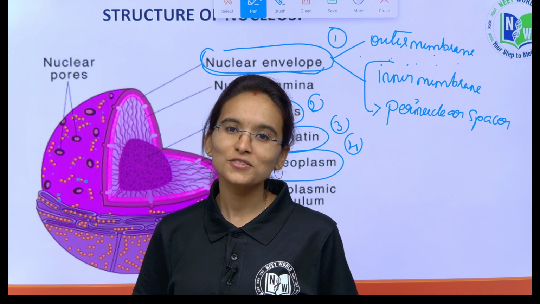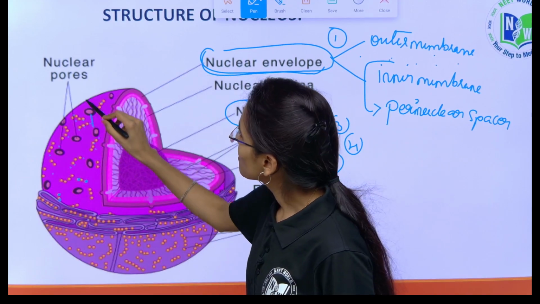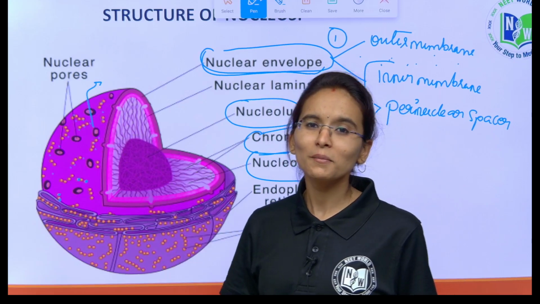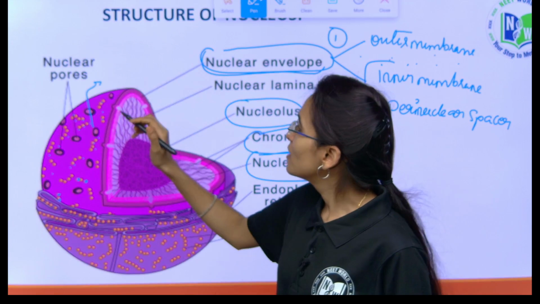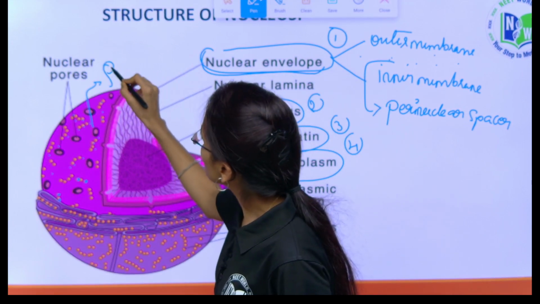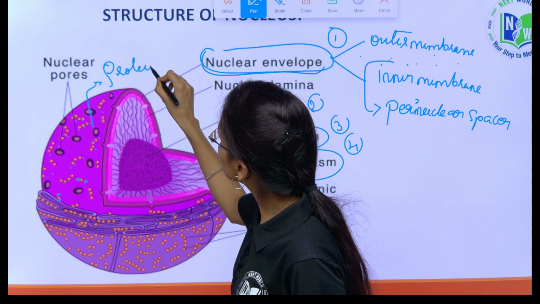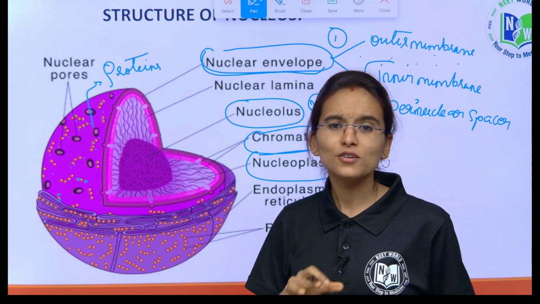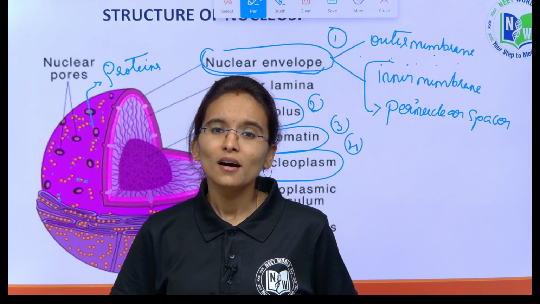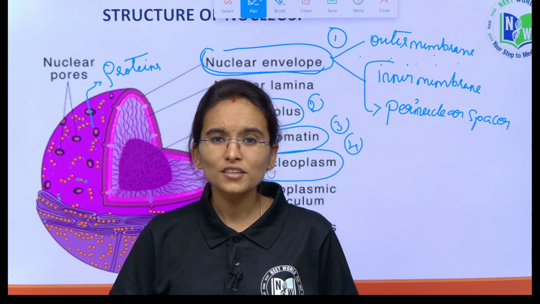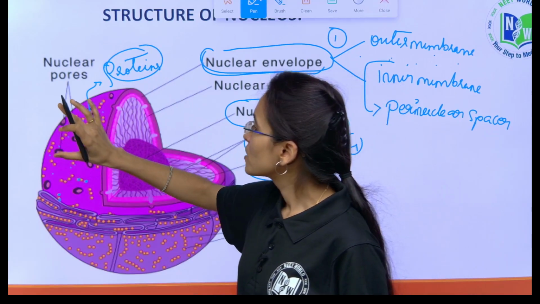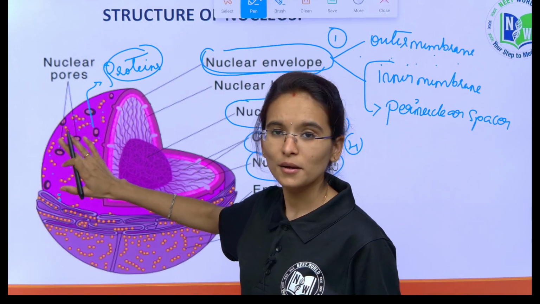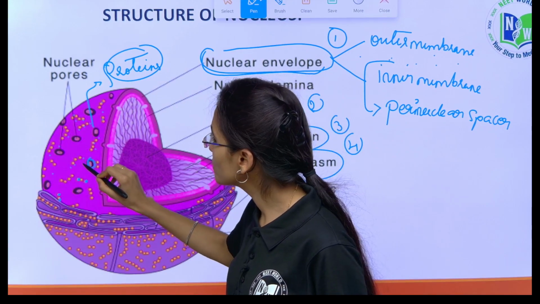Now what are ribosomes? Ribosomes are the non-membrane bound cell organelles which are actually involved in the synthesis of proteins. These ribosomes are going to form a site for the synthesis of proteins. Clear? So, along with these ribosomes, we also have nuclear pores.